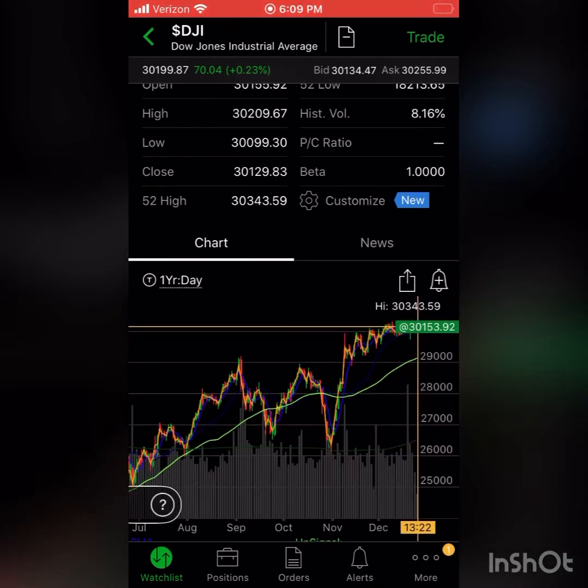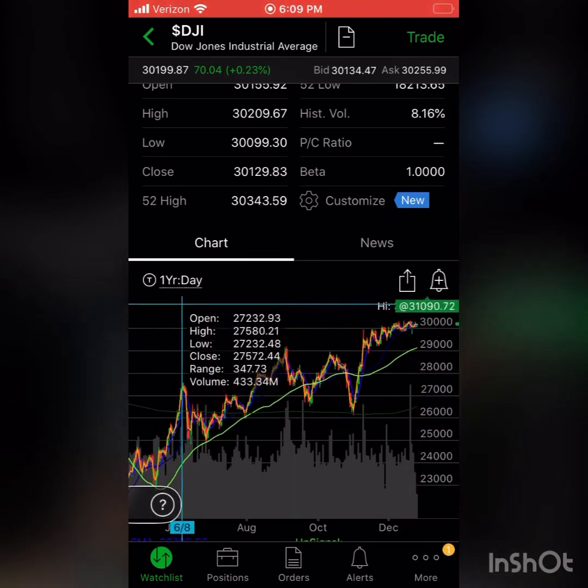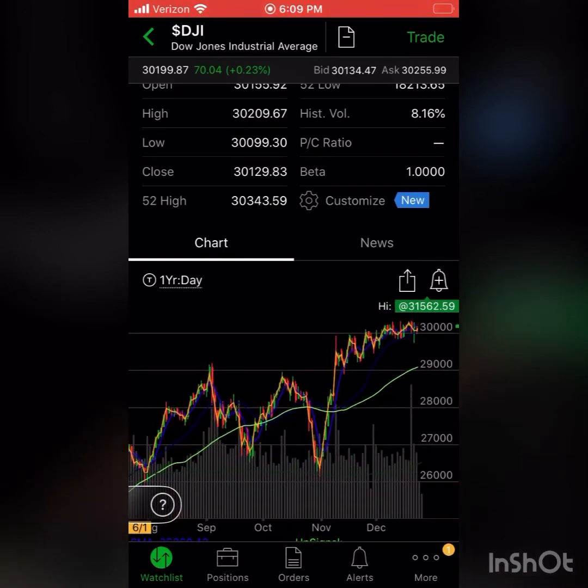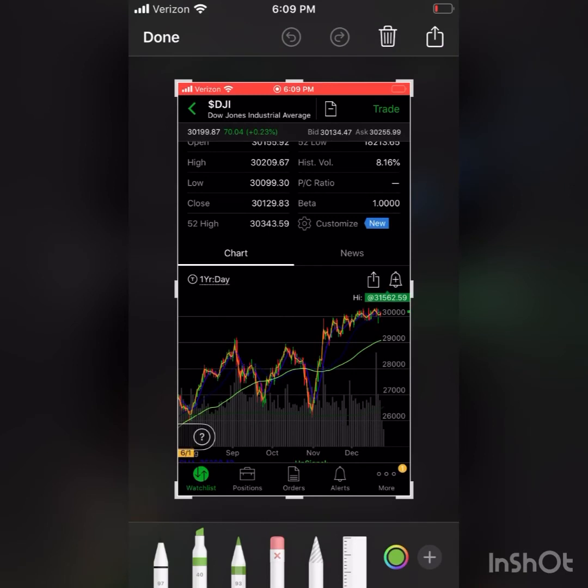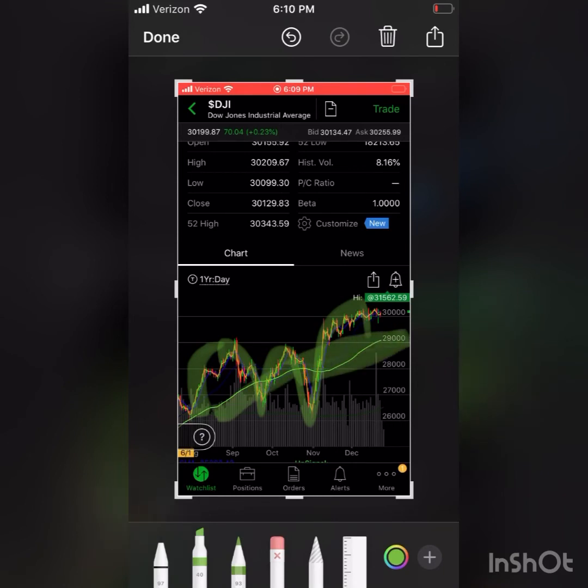You open it up and you say 1 year, 1 day. And you're like, okay, you see the pattern. And so you notice that it's following that SMA line right there. Ultimately the price does seem to want to drop down.